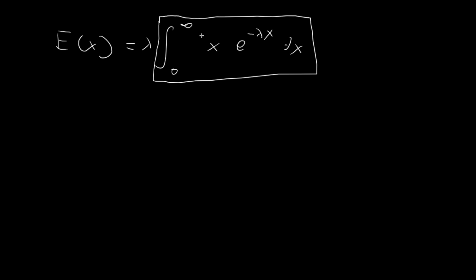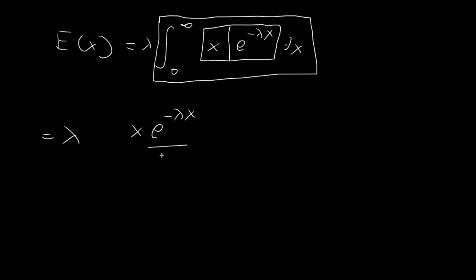We're going to consider this term over here, and then we're going to split it into two separate components, the x term and the e term. So the first thing we're going to do is find the antiderivative of e to the power of negative lambda x. That just gives us e to the power of negative lambda x divided by negative lambda. And then we will evaluate this from 0 to infinity.